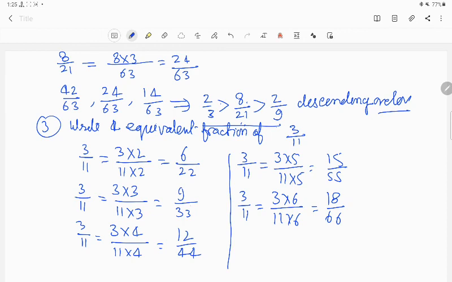How many? 1, 2, 3, 4, 5. Only 4 needed, right. That answer is 6 by 22, 9 by 33, 12 by 44 and 15 by 55.